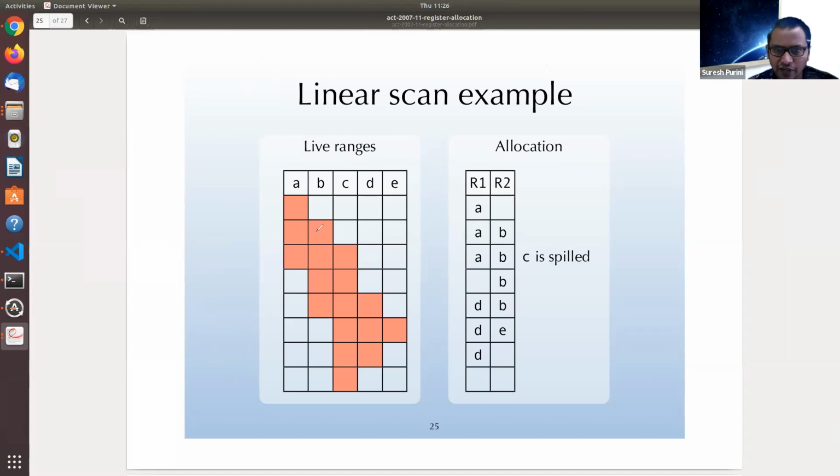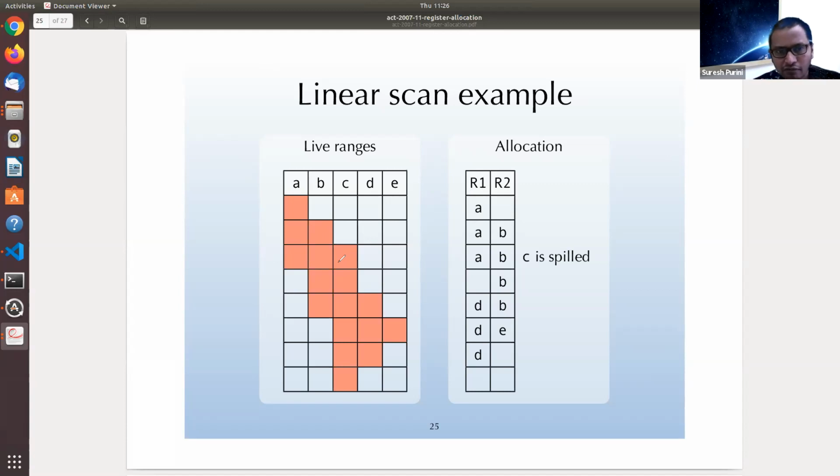So this is how you compute the live ranges of different variables in your program. What happens is you start with variable A. Let's say the machine has two registers. You allocate variable A register R1, and at this point you encounter B. You allocate variable B register R2, and at this point you have variable C, and there are only two registers available, and so you spill variable C.